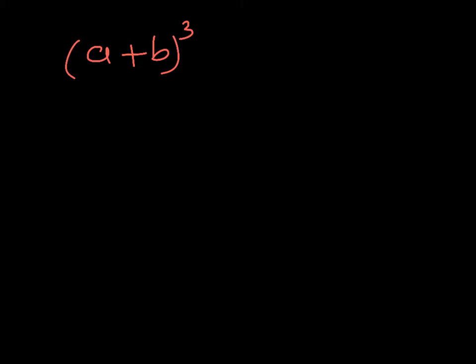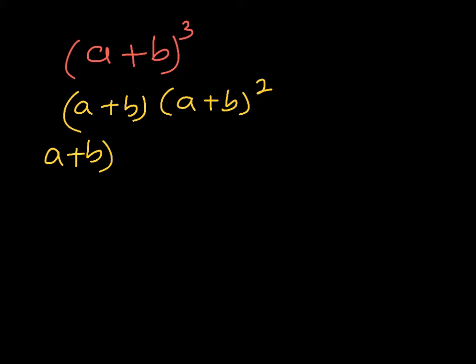(a + b) raised to the third power. So what is this? Well, (a + b)³ is the same as (a + b) into (a + b)². Okay, so what is (a + b)²? Let's first work with (a + b)². So this is going to be a two-step process. So (a + b)² is the same as (a + b) into (a + b).